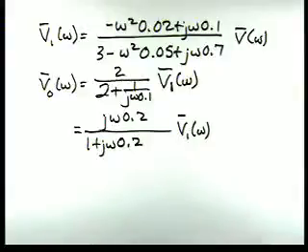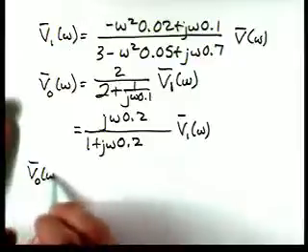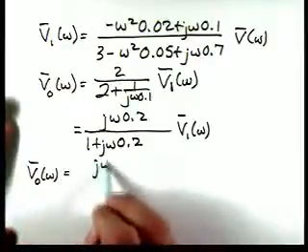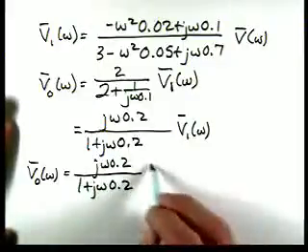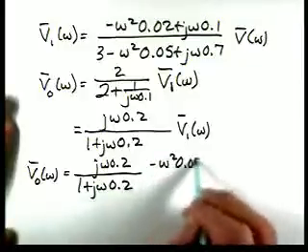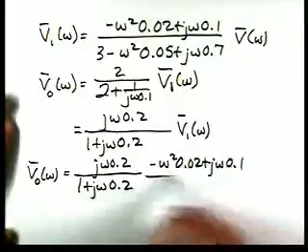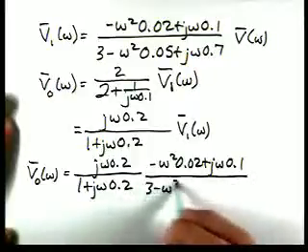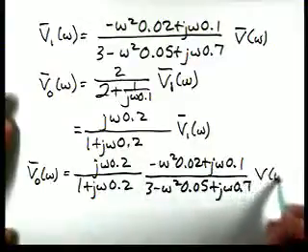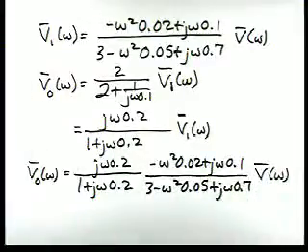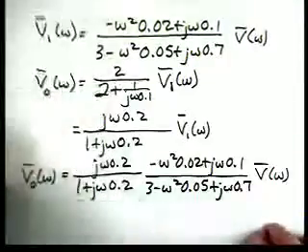So now V0 of omega then is j omega 0.2 over 1 plus j omega 0.2 times minus omega squared 0.02 plus j omega 0.1 over 3 minus omega squared 0.05 plus j omega 0.7 times V of omega. So there's our relationship between V0 of omega and V of omega.